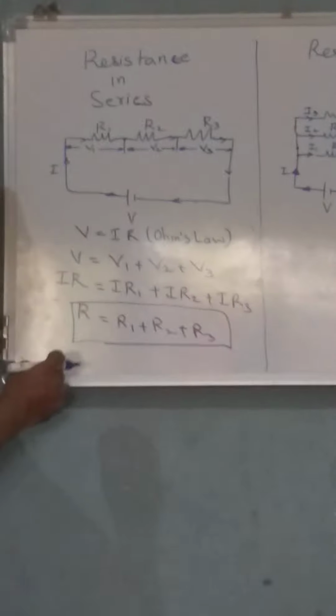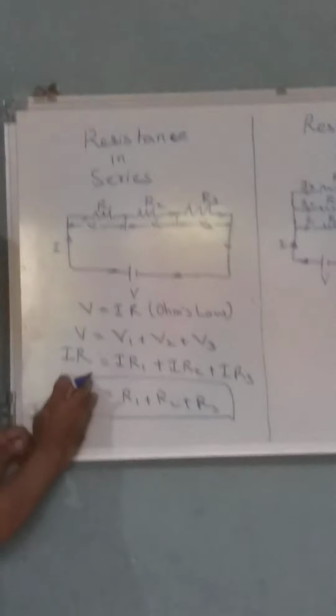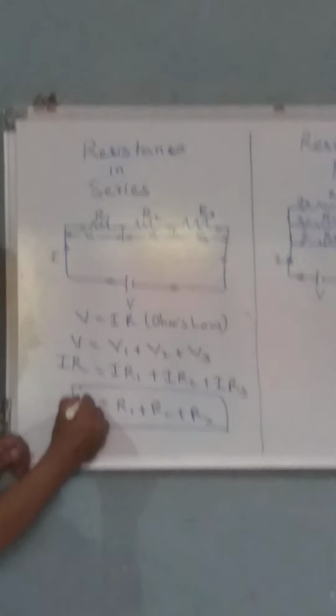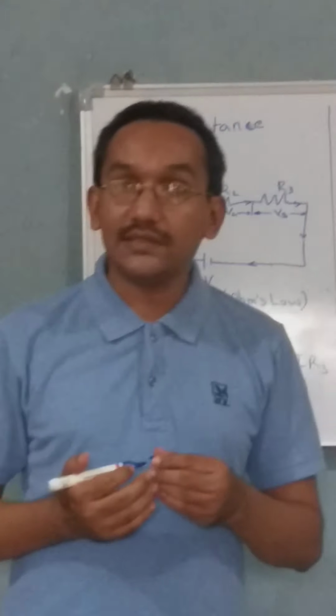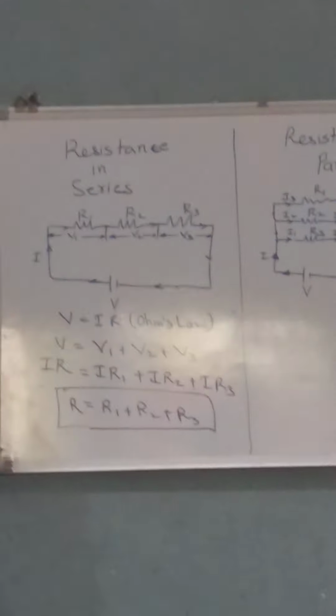So when three resistances are combined in series, the total resistance R is equal to R1 plus R2 plus R3. That means when resistances are connected in series, R will be equal to the sum of all three resistors.